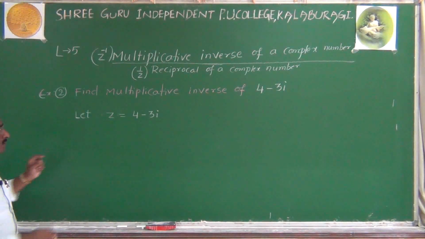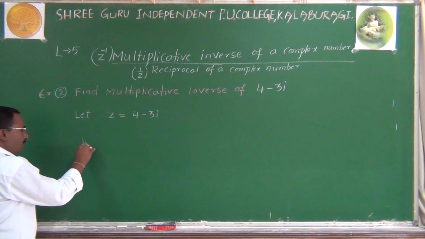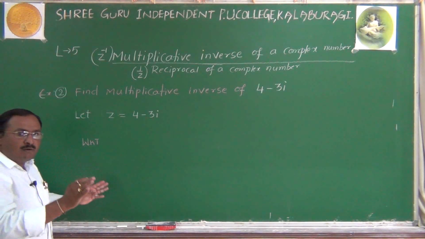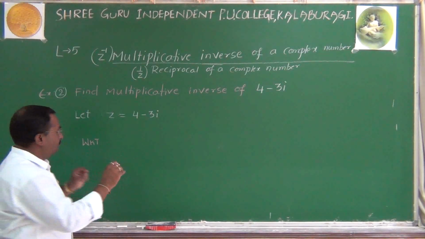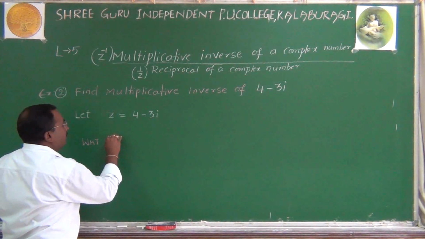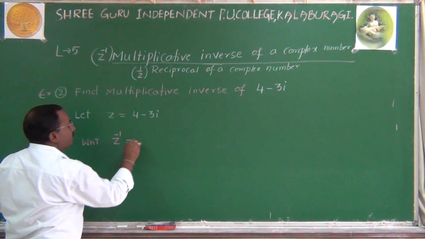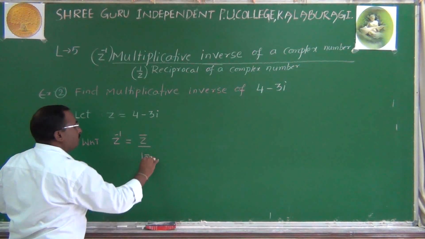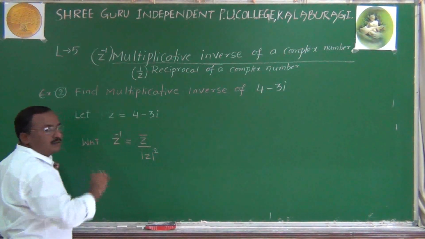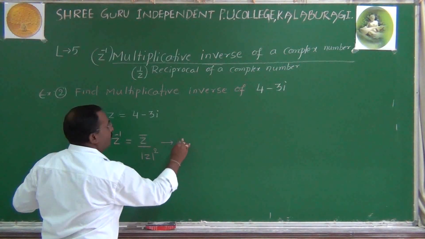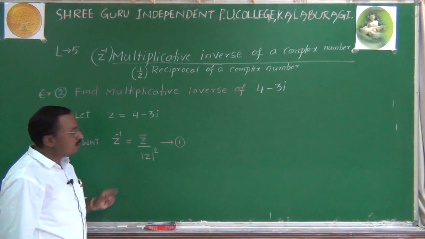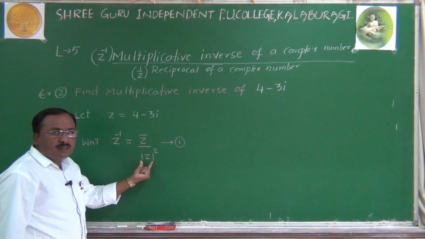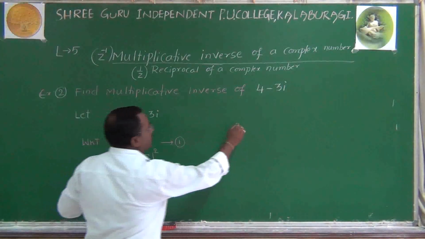Find the multiplicative inverse. We know the formula for the multiplicative inverse: z inverse is equal to z bar divided by modulus of z whole square. This is the formula for the multiplicative inverse. We find the value of z bar and the value of modulus of z whole square one by one.